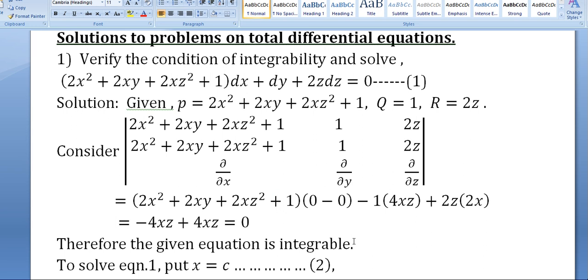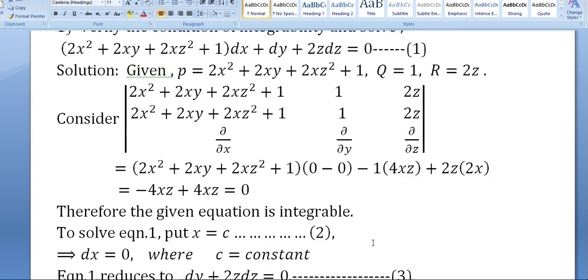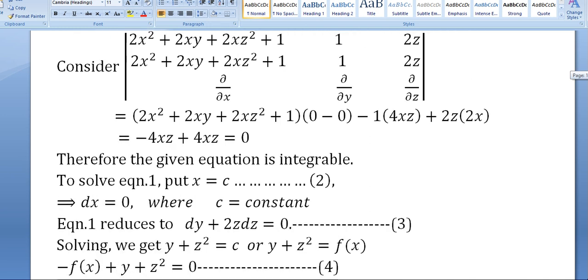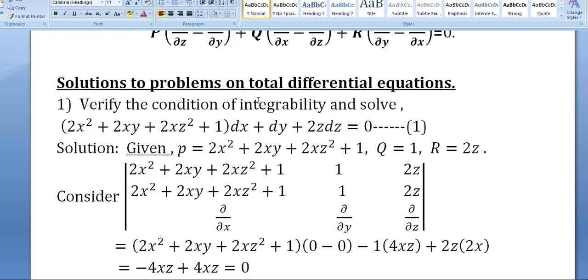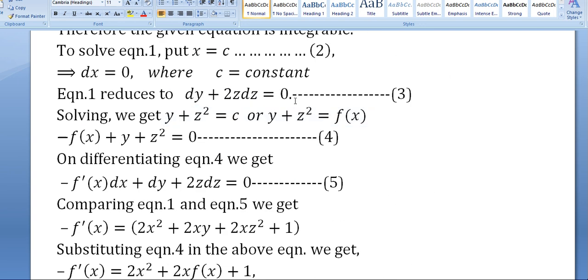Now we have to see how we can solve this equation. There are many methods. Here we are using one of the variables as constant. Since y and z, that is q dy plus r dz, is easily integrable, we are assuming here x is constant. So when x is constant, dx will become 0. So if dx is 0, this entire term will become 0. It reduces to dy plus 2z dz is equal to 0.